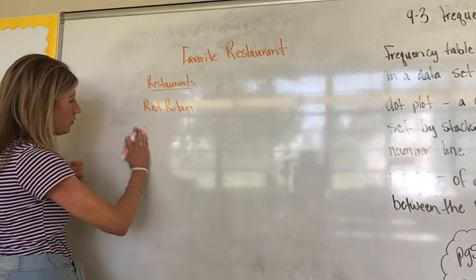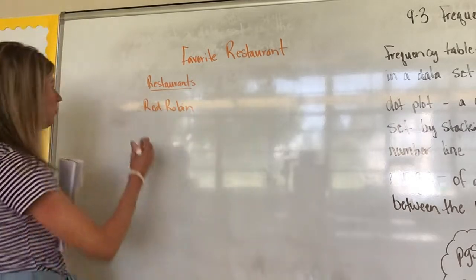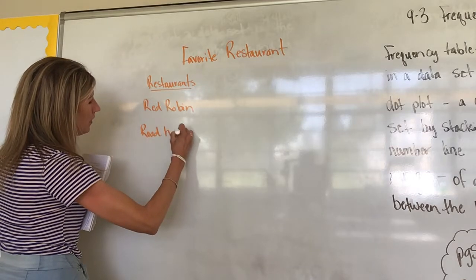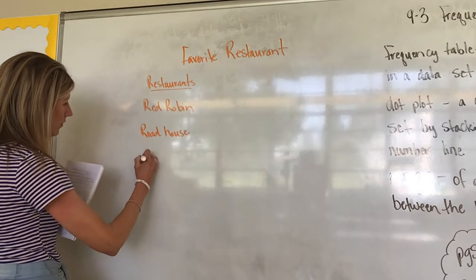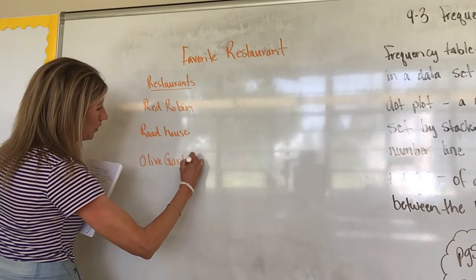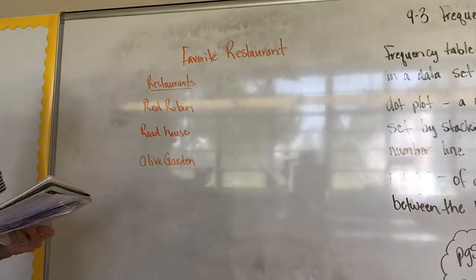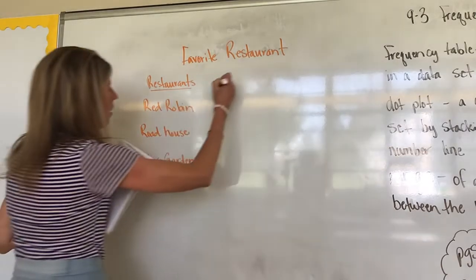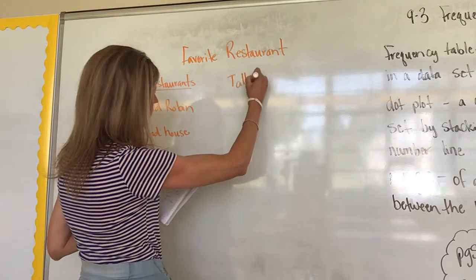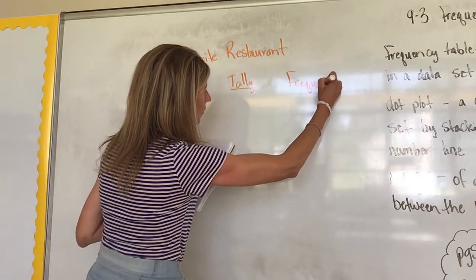Let's say we were doing Roadhouse. Get my paper here. And then let's say our last one was Olive Garden. Okay, so we just picked 3, and we were going to figure out, okay, what's the favorite restaurant in this group of kids here. So now, over here, we do our tally marks, okay? And then here, that would tell us the frequency.